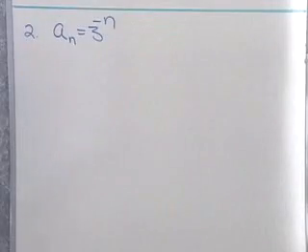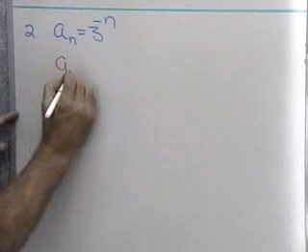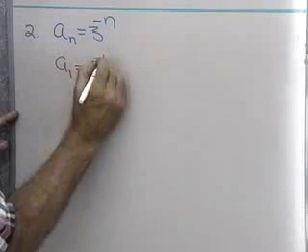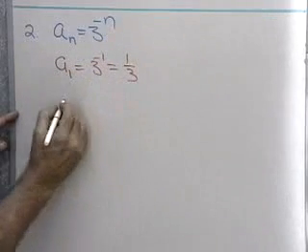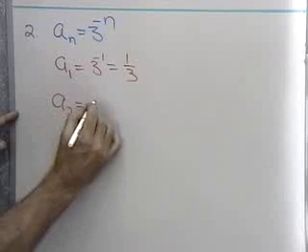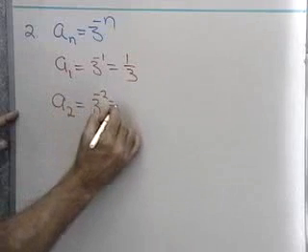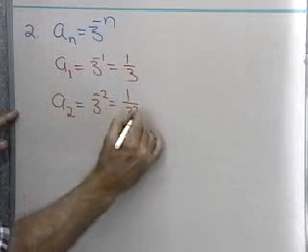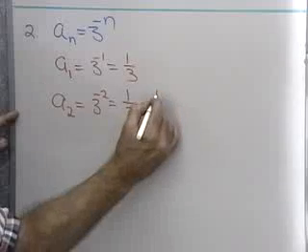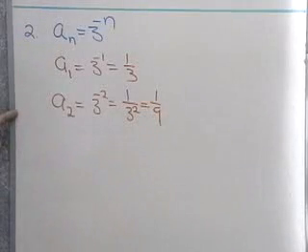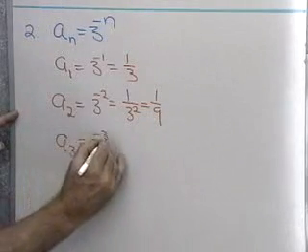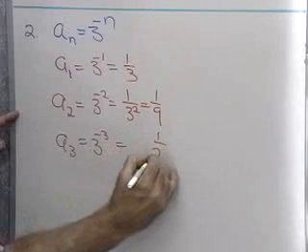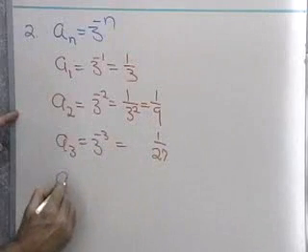Suppose a sub n is equal to 3 to the negative n. Well then, a sub 1 is 3 to the negative 1. Negative exponents give us reciprocals, so that's 1/3. a sub 2 is going to be 3 to the negative 2. Negative exponents again give us reciprocals, that's going to be 1/9. a sub 3, 3 to the negative 3rd, and that's going to give us 1/27.